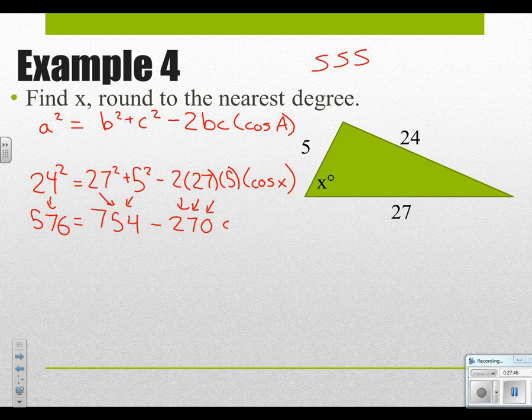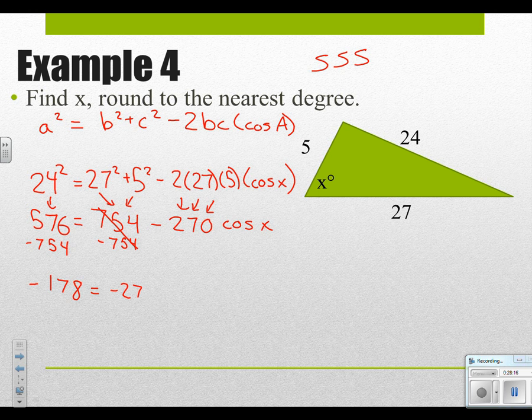And then I just have cosine x. Now think about that like it's a variable. How do I get rid of this positive 754? Subtract it from both sides. So minus the 754 from the 576. Wow, that's going to be a negative number. It is, but we'll deal with it in just a second. What is 576 minus 754? Negative 178. Negative 178 equals, what's still on the right side?